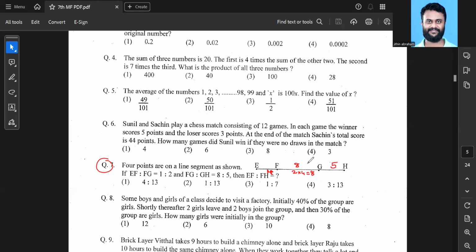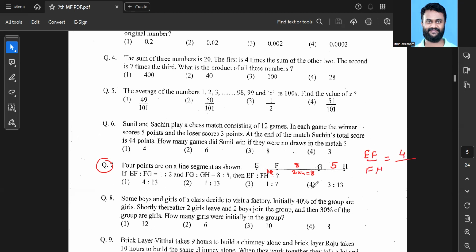Now this is 8, and since it has become the same, you can compare all three together. It's going to be a correct answer. EF is 4, FG is 8 from both the angles, and GH is 5. Now the question is, what is the ratio of EF upon GH? Sorry, EF upon FH. You can directly write this number.